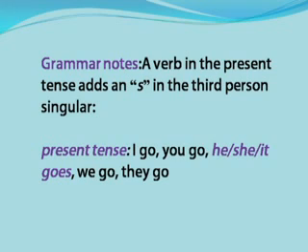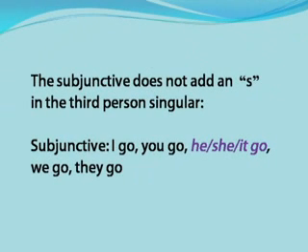A verb in the present tense adds an s in the third person singular. Present tense example: I go, you go, he or she or it goes, we go, and they go. The subjunctive does not add an s in the third person singular. Subjunctive: I go, you go, he, she, or it go, we go, and they go.